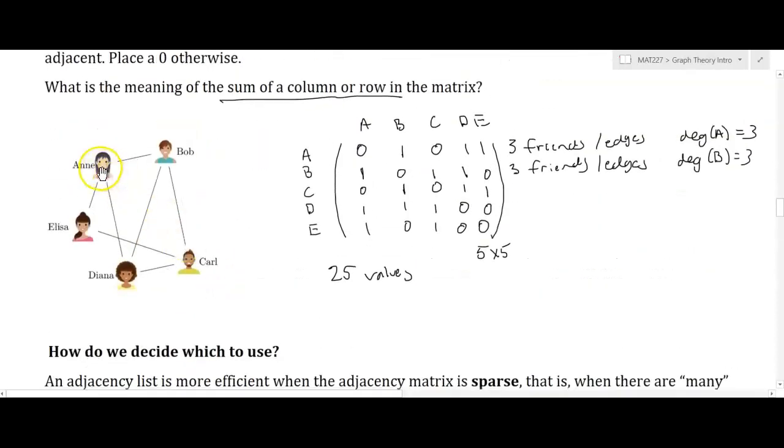So to get from Ann back to Ann, I could go Ann to Bob to Ann. Because I've traveled from Ann to Bob, I've taken this edge right here. But to get from Bob back to Ann, I've taken a second edge, which is the same one, to get back to Ann. Ann to Diana to Ann is a second way.